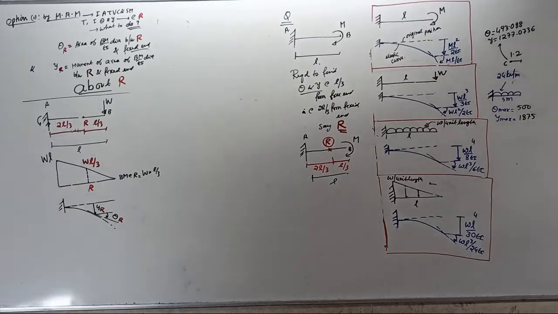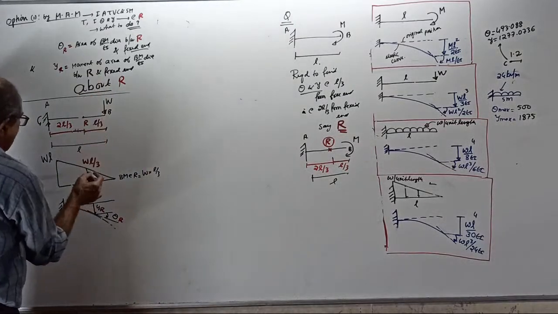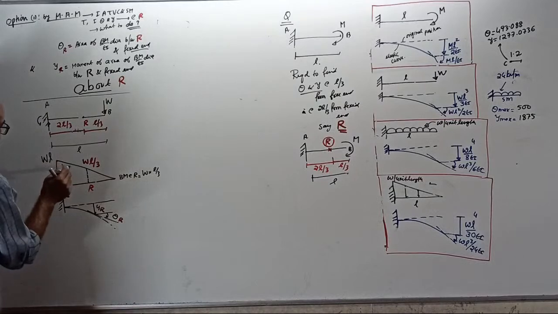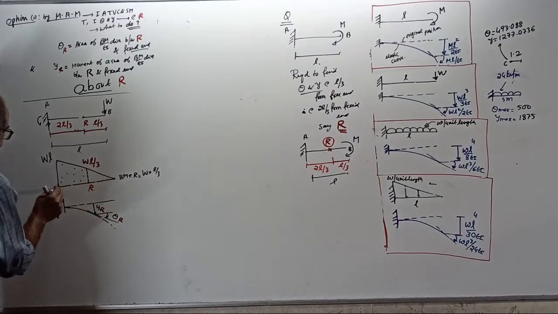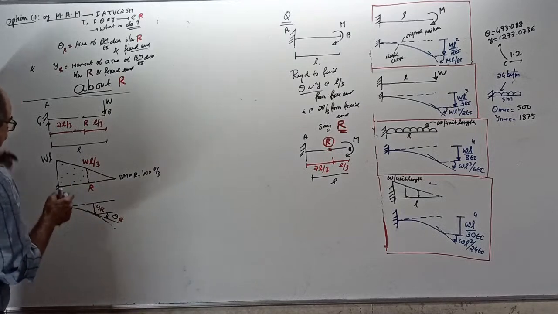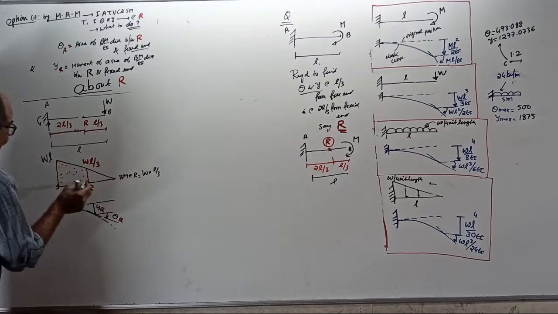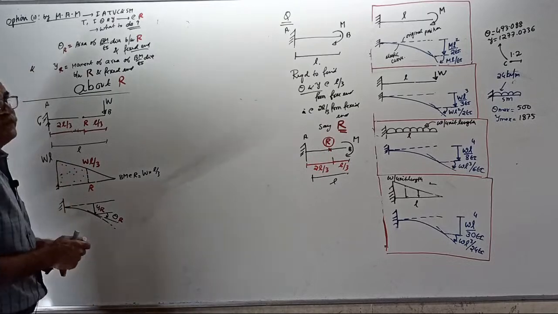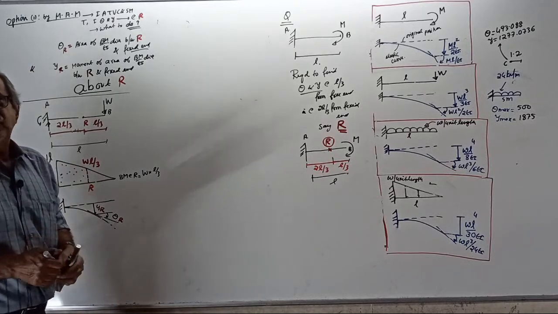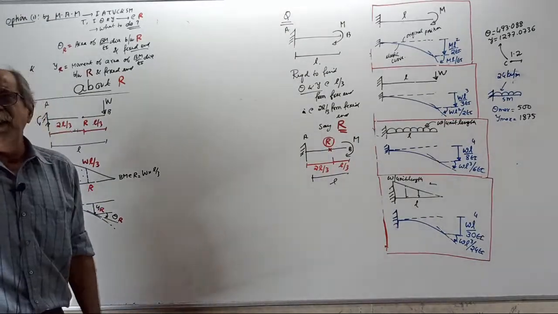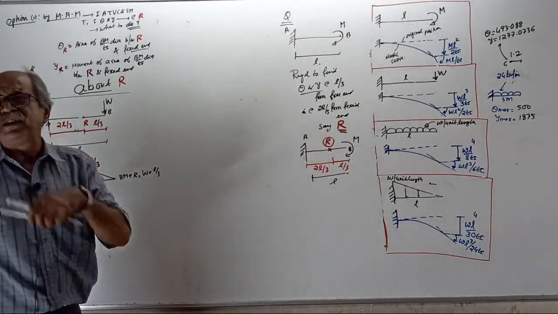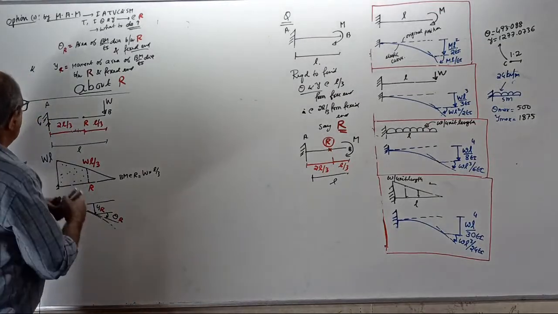Now, if I want slope at R, I should consider this area, from R up to fixed end. If I want deflection, I want moment of this area about R. A trapezium comes. Directly the trapezium formula is there. But so many people find difficulty with trapezium.